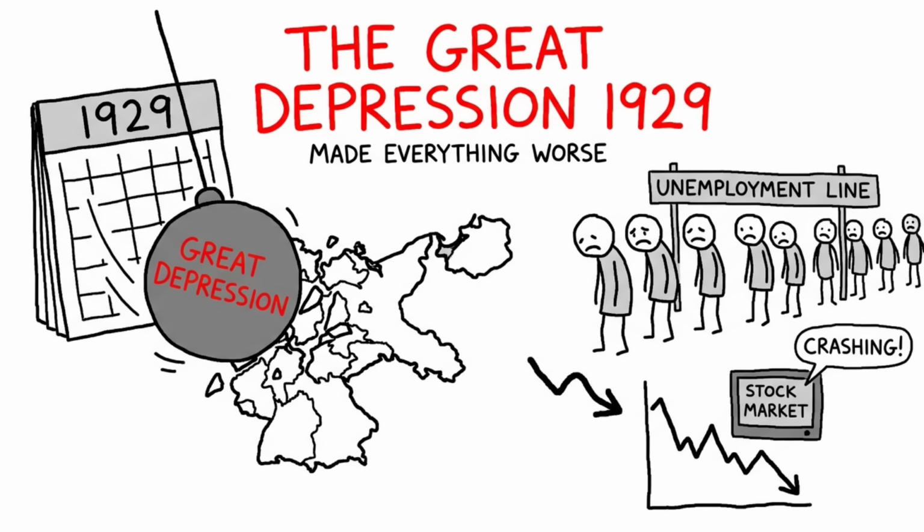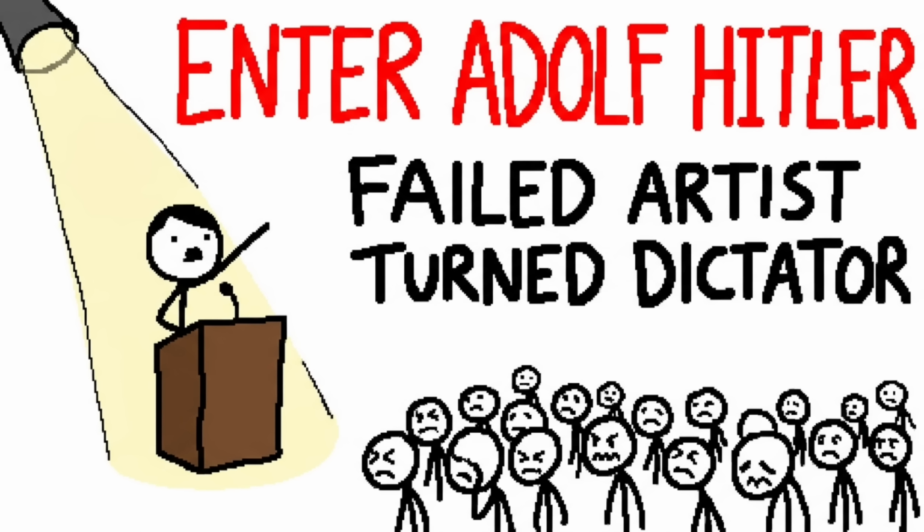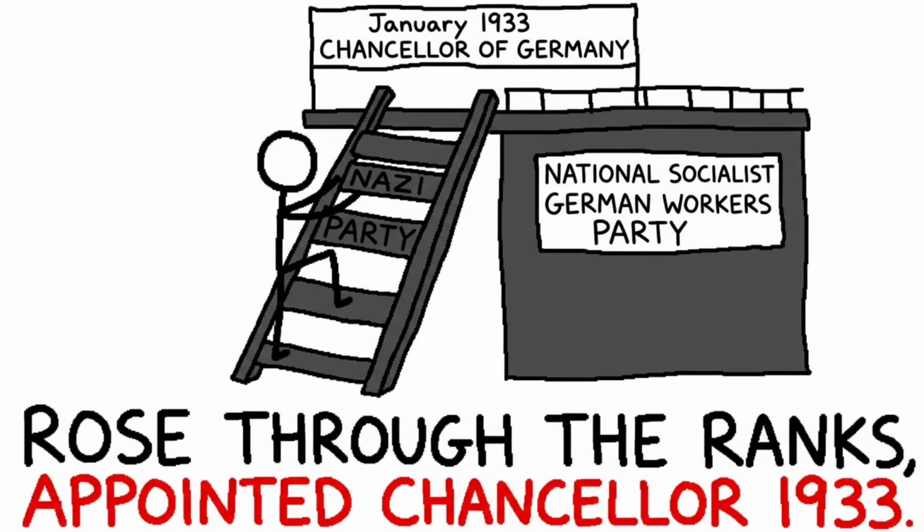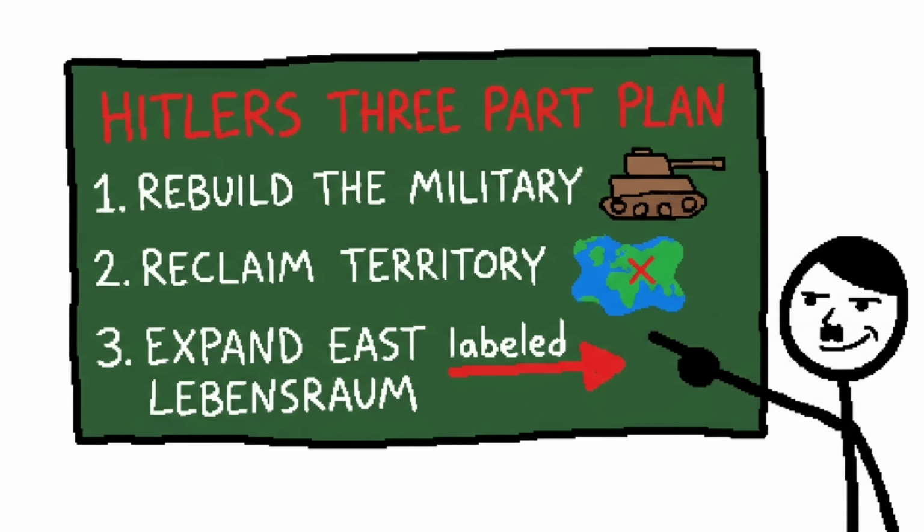Then the Great Depression hit in 1929 and made everything worse. Unemployment in Germany skyrocketed. People were desperate, angry, and looking for someone to blame. Enter Adolf Hitler. Hitler was an Austrian-born failed artist turned politician who had an extraordinary ability to give angry speeches and point fingers at everyone except himself. He joined the National Socialist German Workers' Party, the Nazis, rose through its ranks, and in January 1933 was appointed Chancellor of Germany. Within a year he had made himself dictator. And he had a plan.